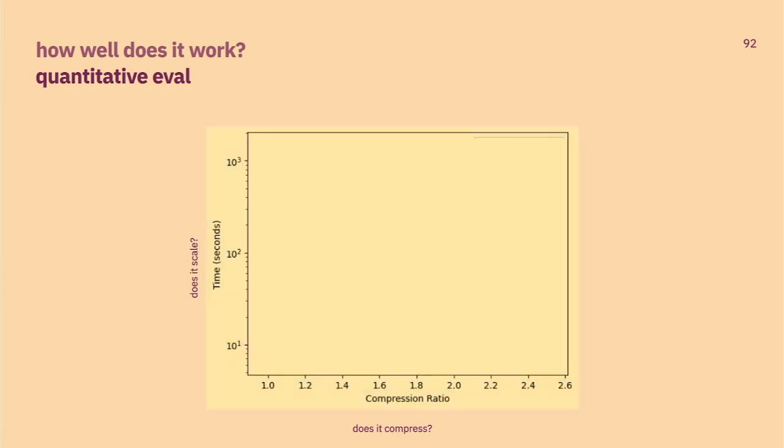This graph right here contains metrics for both. The x-axis represents compression ratio. How many times smaller is Babble's output compared to its input? While the y-axis represents speed. How long does it take to finish? And you may notice that the y-axis is on a log scale. Keep that in mind for later. In general, down to the right is where we want our results to tend towards. This means big compression, small time.